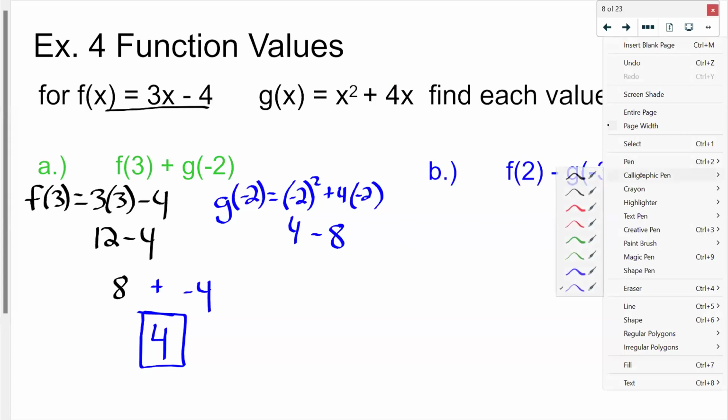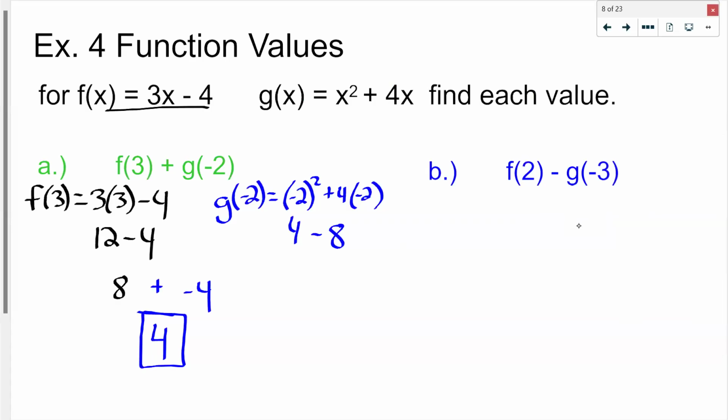Let's look at this next one here. f of 2 minus g of -3. f of 2, we're going to go f of 2 equals 3 times 2 minus 4. So this is 6 minus 4, which is 2.